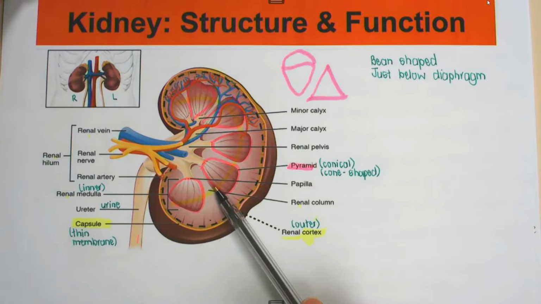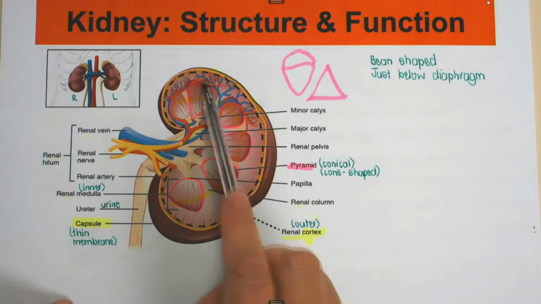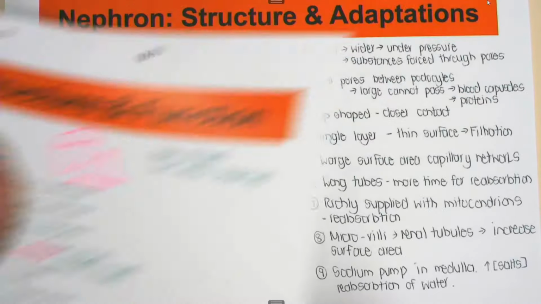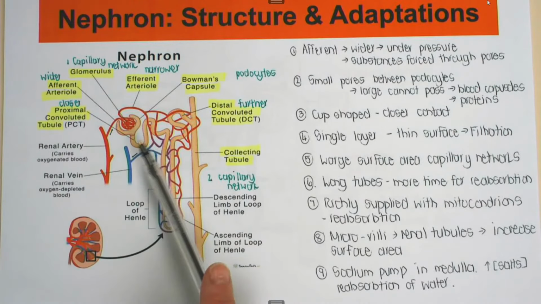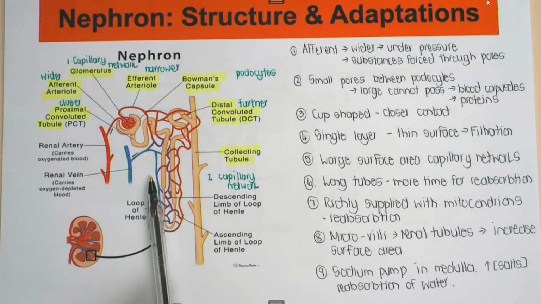So the function of the kidney will be filtration, reabsorption, and excretion. But inside the kidney, there are millions of functional units. And these functional units are called a nephron. And this is what the nephron looks like. So the nephron is this section in the kidney that's doing the hard work. And there's not just one, there are millions of them. And look at this picture, you can see where you can find them. Okay, you find them there and they are doing the following.